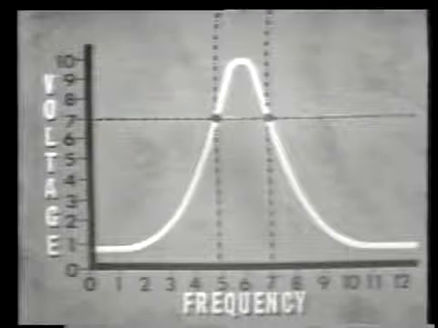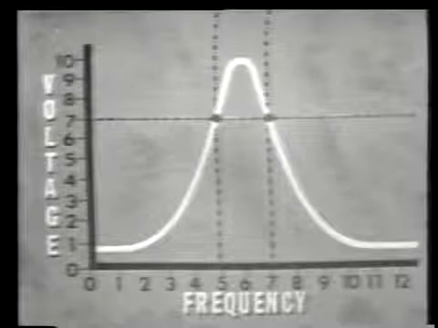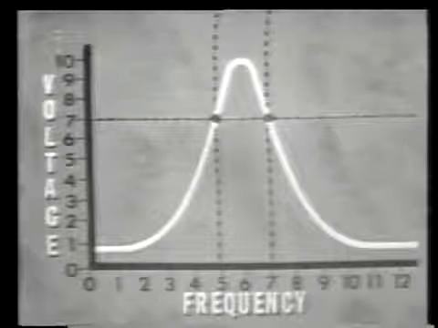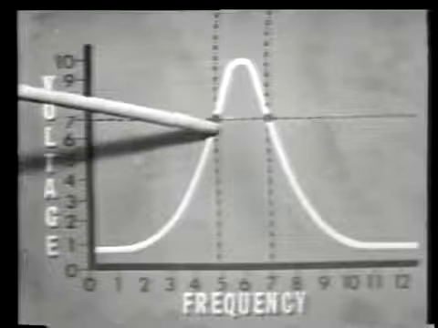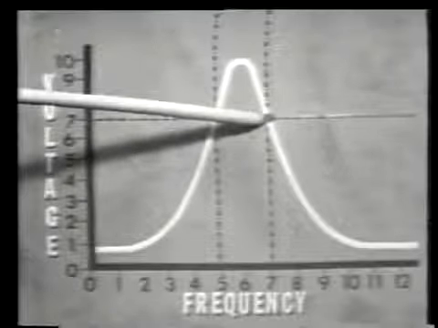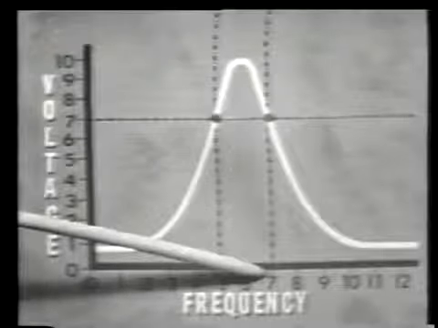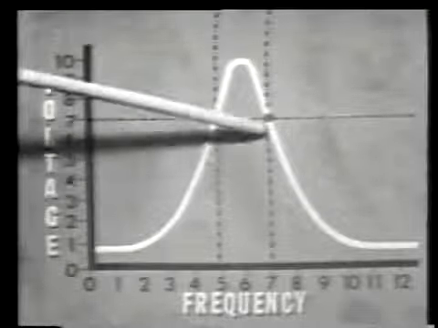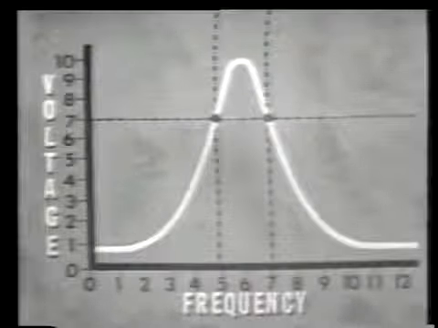This response curve shows all of them: bandpass, bandwidth, cutoff frequencies, and the attenuation bands. The bandpass, you'll recall, are those frequencies that fall within this area on the response curve, between the half power points. In this case, the bandpass is from 5 to 7 kilohertz. The bandwidth then, or the width of this band of frequencies, is 2,000 hertz, or 2 kilohertz.